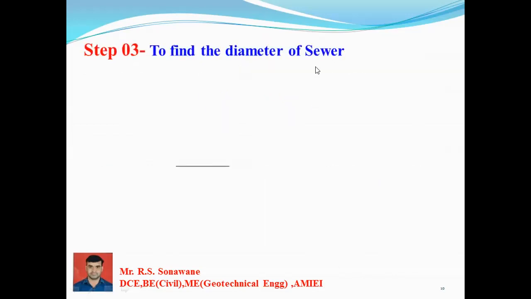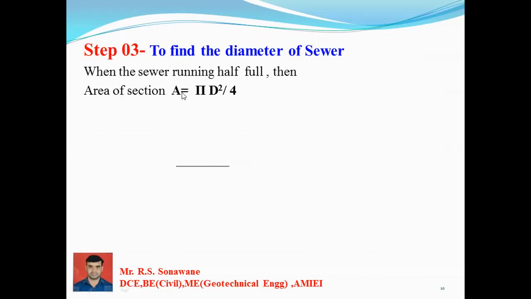To find the diameter of the sewer, when the sewer is running half full, once again you can focus on this sentence, sewer running half full, then the area of section A is equal to pi by 4 d square. Wetted perimeter is pi by 4 into d.